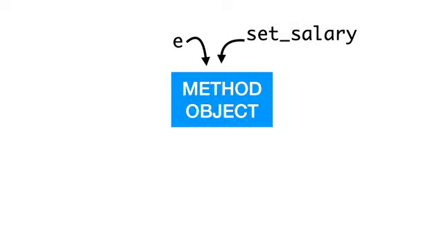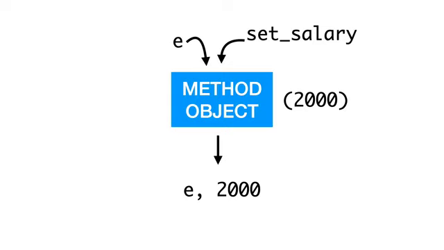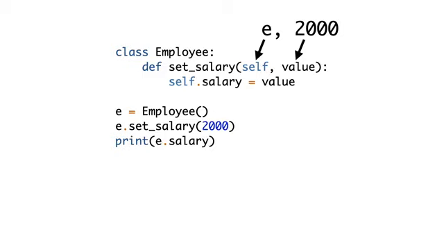At this point, there is a pointer to e and a pointer to the function object. Both the pointers are packed into a method object. Python calls the method object with argument 2000 and a new argument list is returned. The new argument list contains e and 2000. Now Python calls the setSalary function in the object with the new argument list.